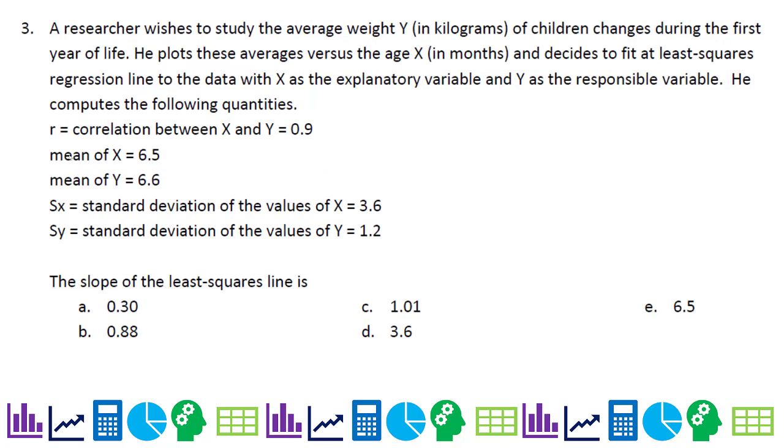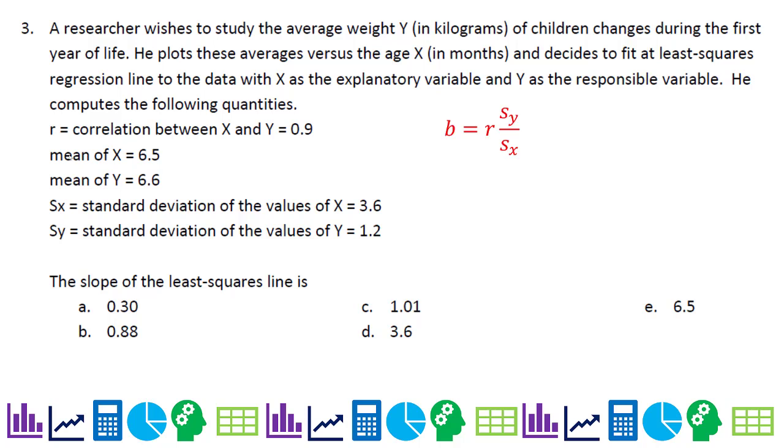Number 3, a researcher wishes to study the average weight in kilograms of children and changes during the first year of life. He plots these averages versus the age in months and decides to fit a least squares regression line to the data with X as the explanatory variable and Y as a response variable. He computes the following quantities. R is 0.9, the mean of X is 6.5, and the mean of Y is 6.6. The standard deviation of X is 3.6, and for Y it's 1.2. So then they ask you what the slope is.